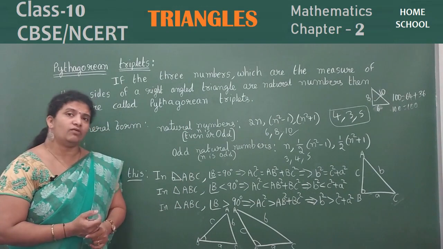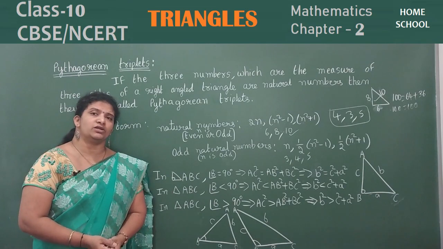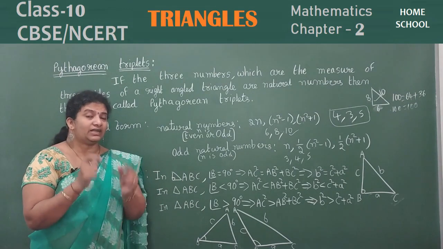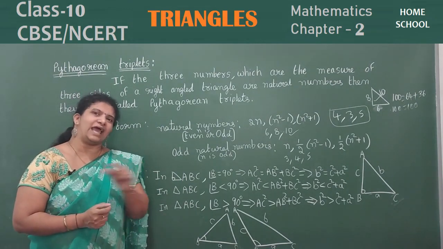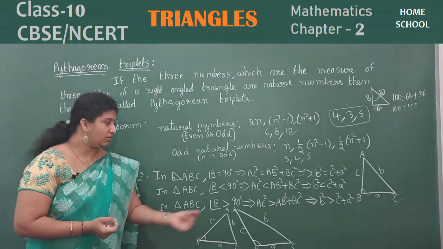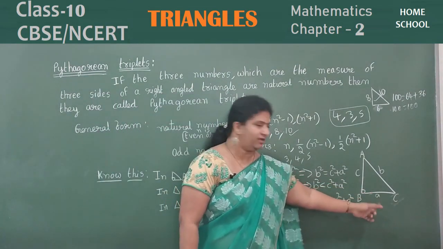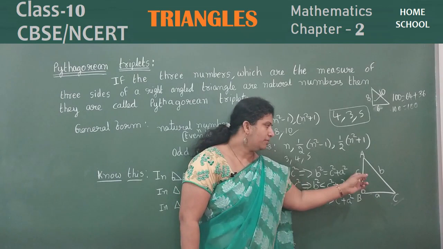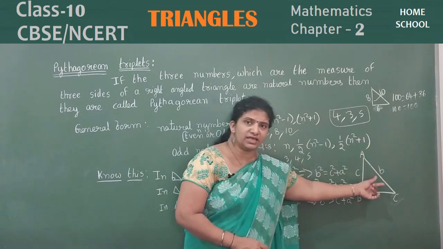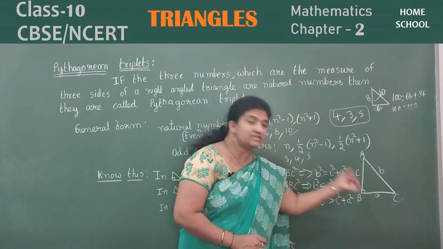If in a right triangle one angle is 90 degrees, then the square of the hypotenuse is equal to the sum of the squares of the other two sides. If that angle is acute, how do you frame the equation, children? Let us take first a right angle triangle ABC. The hypotenuse is B, so apply the Pythagoras theorem: B square is equal to A square plus C square, when this is a right angle.